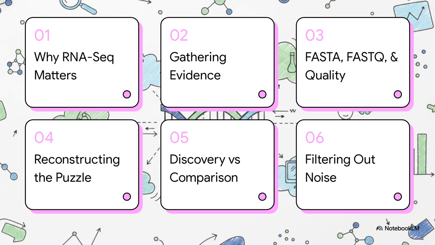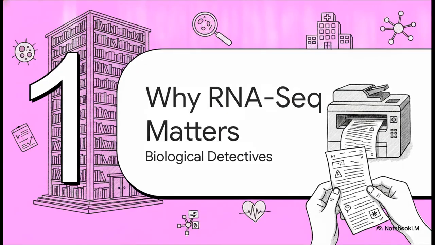First, why RNA sequencing actually matters. Then, how we gather the genetic evidence, the file types we use like FASTA and FASTQ, how we reconstruct the genetic puzzle, the difference between discovery and comparison, and finally, how we filter out statistical noise. Let's get to it. Starting with Section 1, why RNA sequencing matters, which really is the ultimate biological detective work.